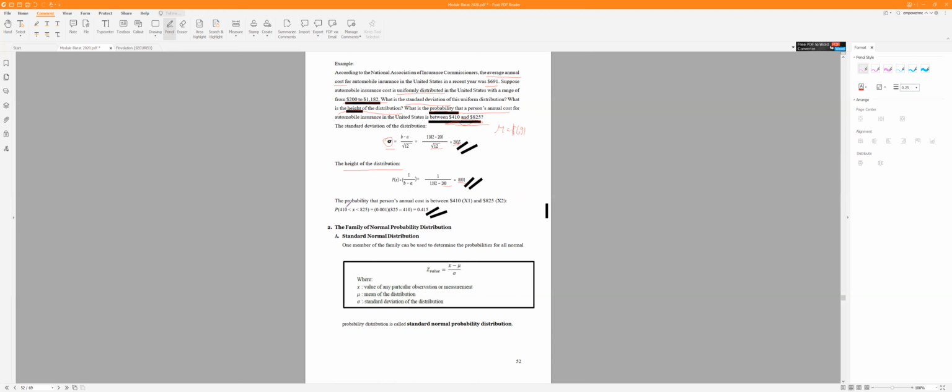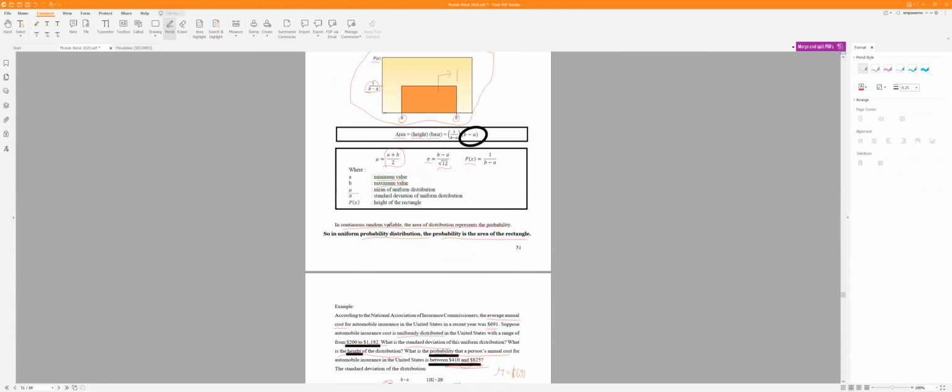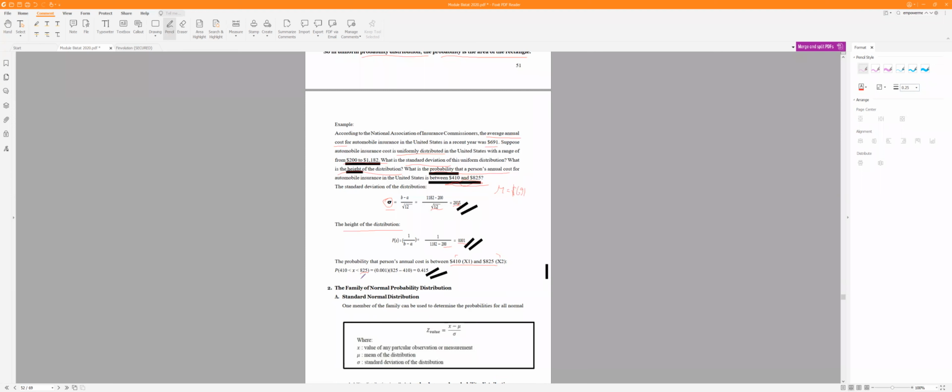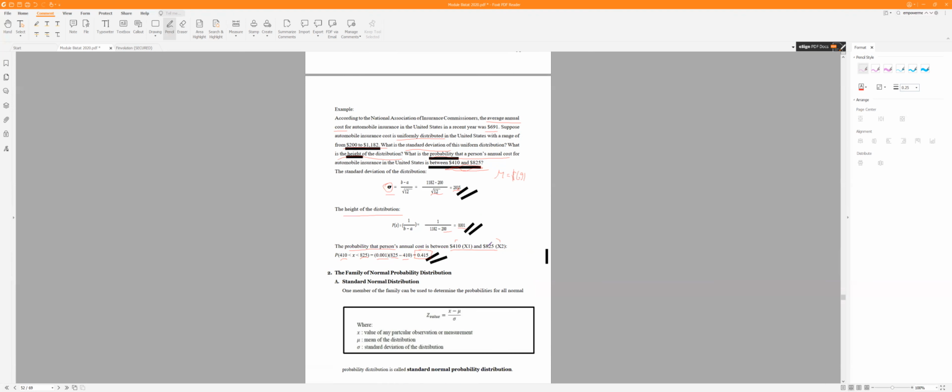So you're supposed to find the probability that the person's annual cost is between x1 value and x2 value. So you just have to use the formula. And here, area is height times base, and the base is 410 until 825. The height is always the same because it's a rectangle. So 0.001 times 825 minus 410, you get 0.415. So 0.415 is the probability that a person's annual cost is between $410 and $825.